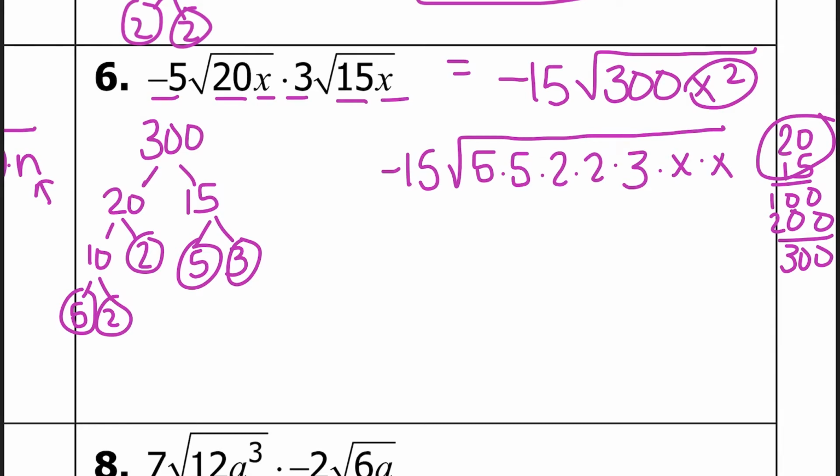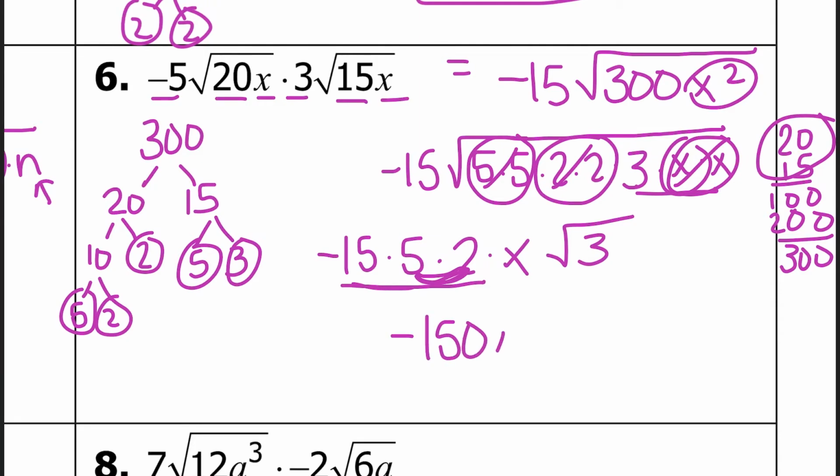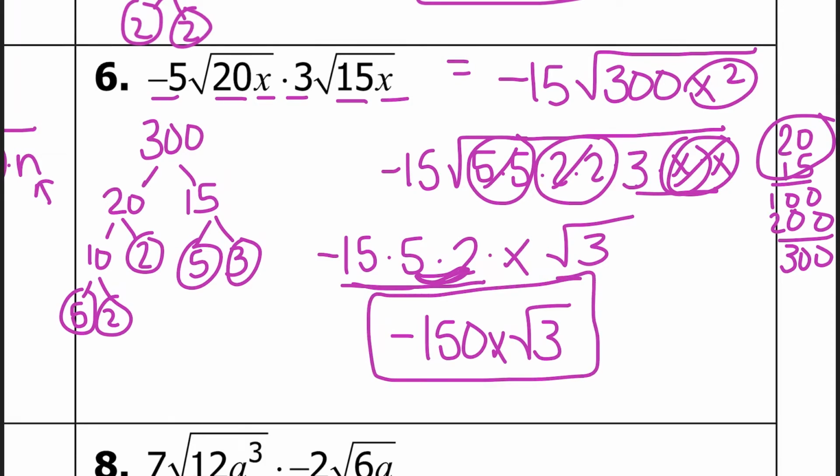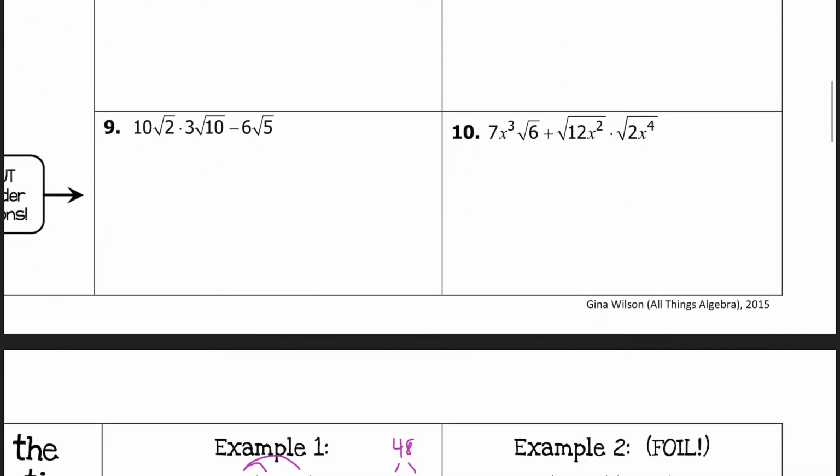Take out pairs. Here's a pair of 5s. Here's a pair of 2s. Everything else, oh, actually I can take out an x too, can't I? And the 3 is going to stay under the radical by itself. Now simplify back the beginning again. 5 times 2 is 10, and 10 times negative 15 would be negative 150 x square root of 3. Okay, so that's how you do those with the variables. That's an extension. And basically the rest of these problems are very similar to all of those, okay?